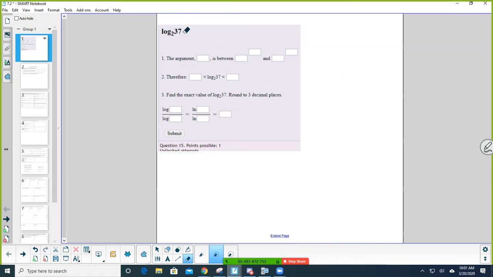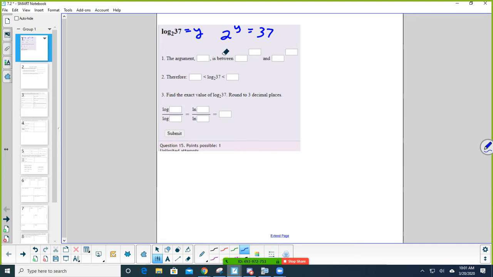Okay, so we have this thing. Basically, let me write on it. I'm going to say equals y. So I'm going to say 2 to the y equals 37. I'm going from log form, log base 2 of 37 equaling y, to exponential form.